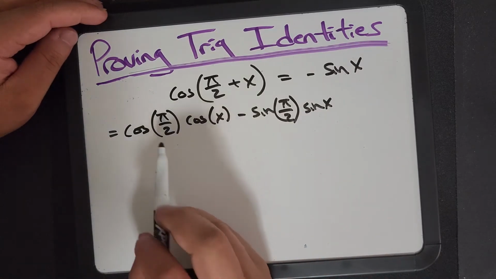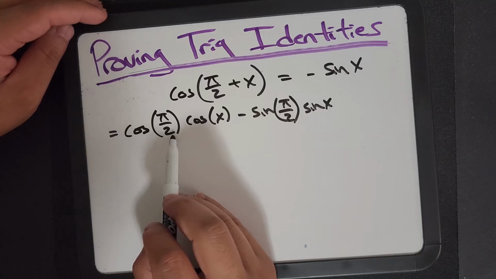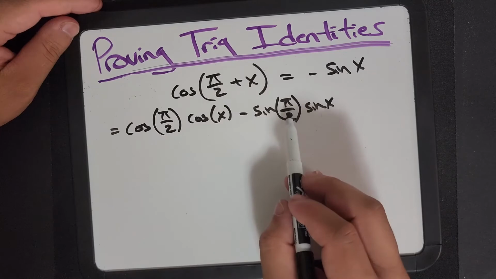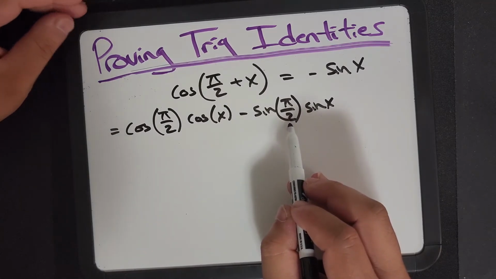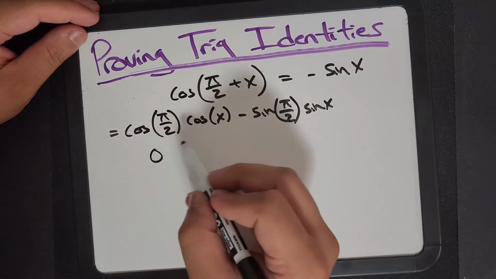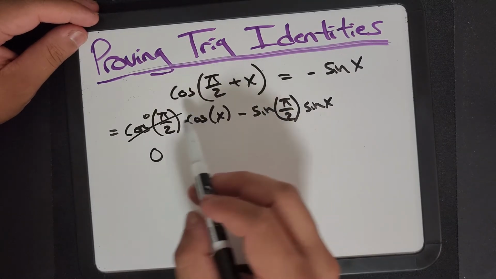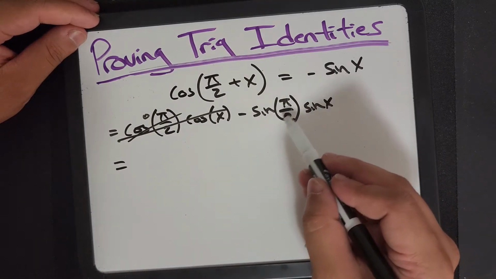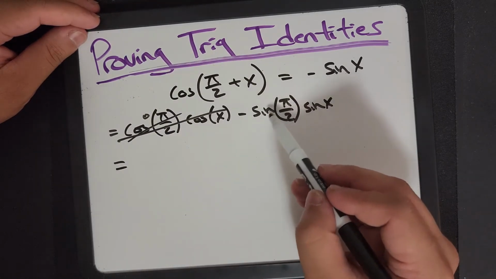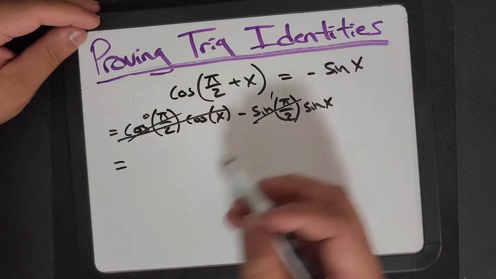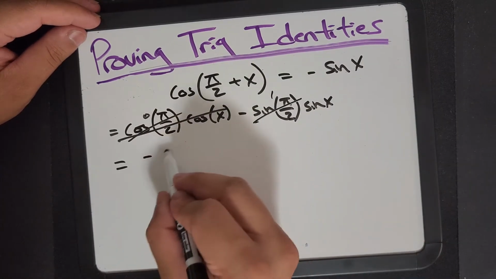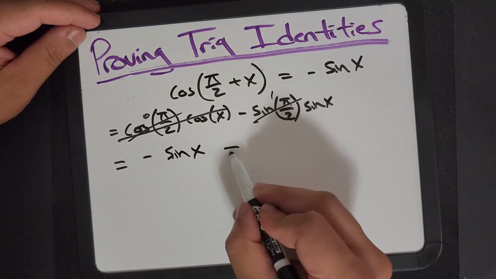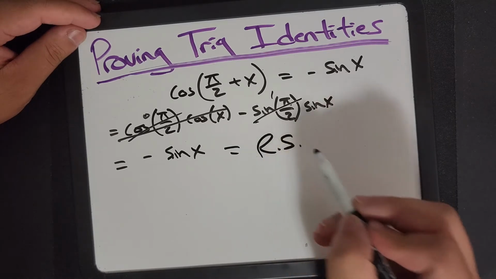So we know that cos at pi over 2 is 0. And we know that sine of pi over 2 is equal to 1. So this is going to be 0, so this whole thing can cancel out. And I'm left with this 1 here. This becomes a 1 because that's what the identity is, and I'm left with negative sine x, which is also equal to the right side.